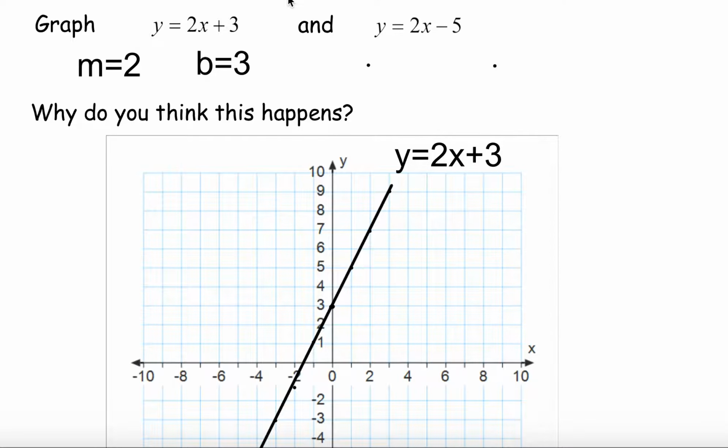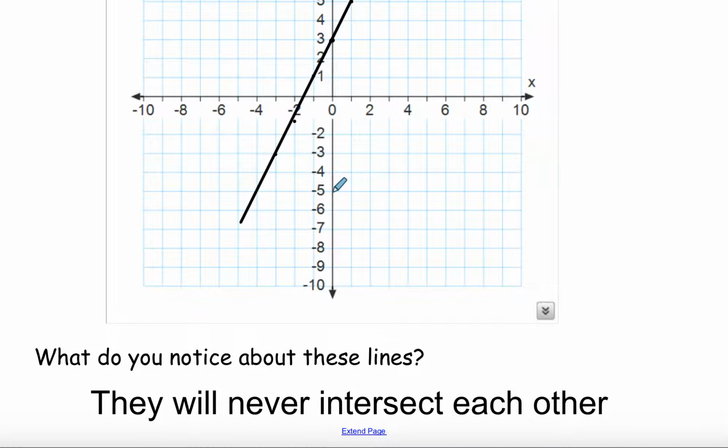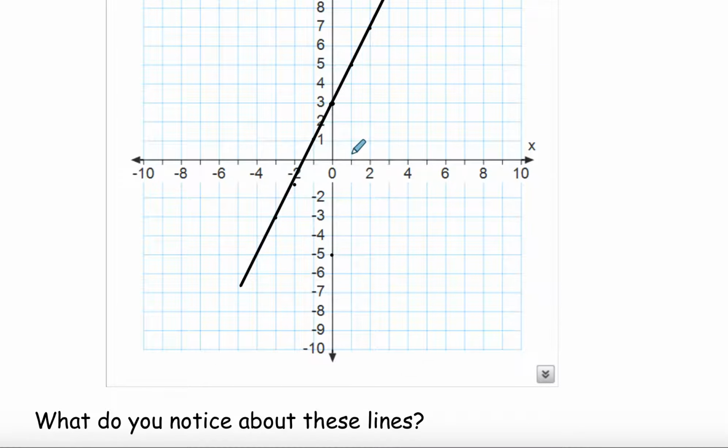Now for my second line, we've got something very similar. We've got a slope of 2 and a b value of negative 5. So I'm going to do the same thing. I'm going to go down to negative 5, then go up 2 over 1, up 2 over 1, up 2 over 1, for as long as I need. Remember I said three dots is good, but you can always do more because it'll make it easier for your ruler. Now I'm going to connect the dots.